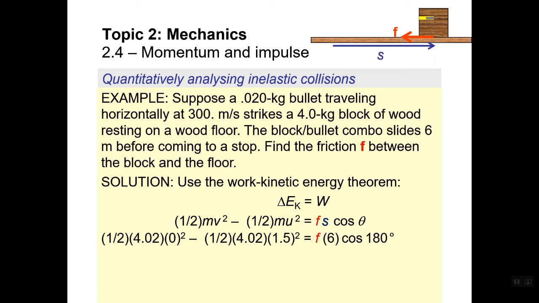So final velocity equals 0. Final kinetic energy minus initial kinetic energy equals 0 minus 1/2 times the total mass 4.02 times the velocity 1.5 squared, equals F times distance 6 times cosine 180 degrees, and that gives us F equals 0.75 Newton.